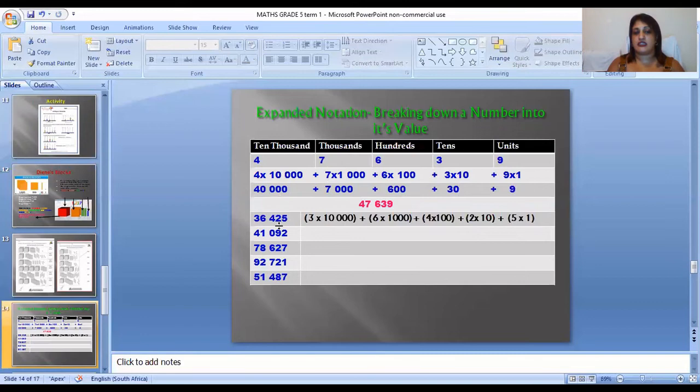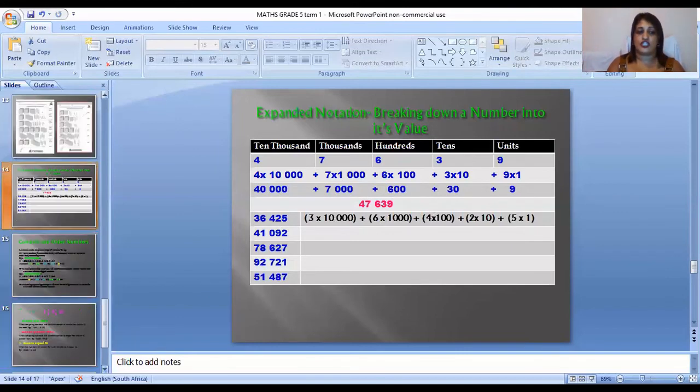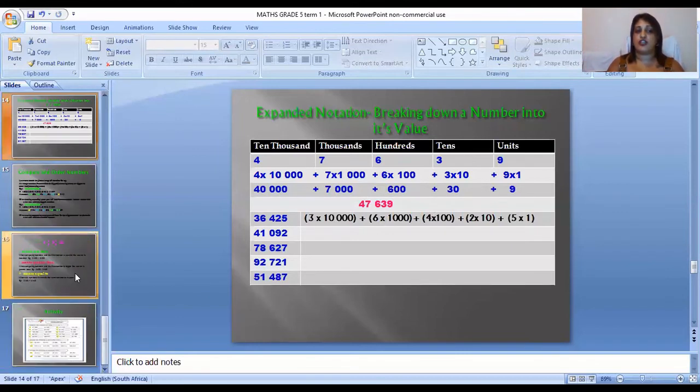So 3 times 10,000, your first digit, then 6 times 1,000, 4 times 100, 2 times 10, and 5 times 1. Again, 3 times 10,000, which is our first one, then 6 times 1,000, the next one, 4 times 100, 2 times 10, and 5 times 1. And you'll end up with 36,425. So you will complete this activity on expanded notation, but we've done it right through as we are going along, so you should know what expanded notation is.